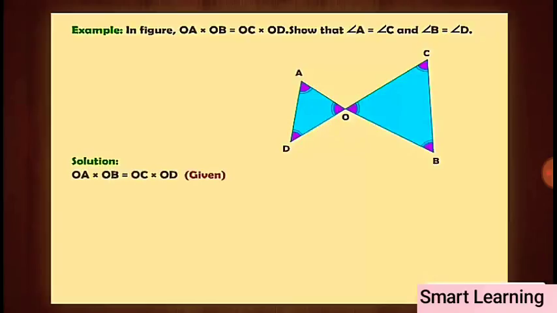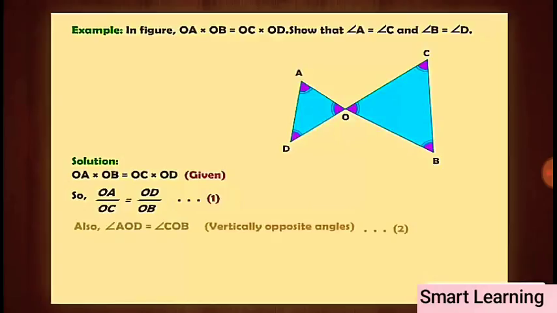We are given that OA into OB is equal to OC into OD. So, OA upon OC is equal to OD upon OB. This is equation 1. Also, angle AOD is equal to angle COB as they are vertically opposite angles. This is equation 2.